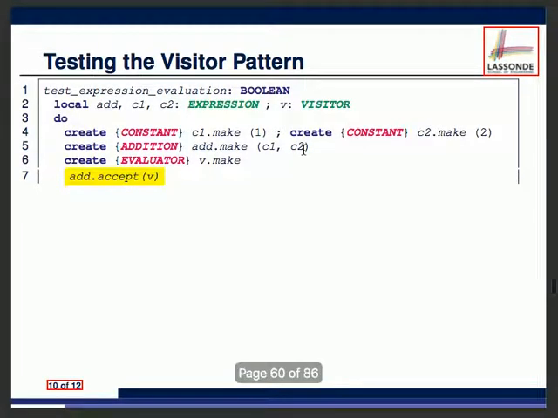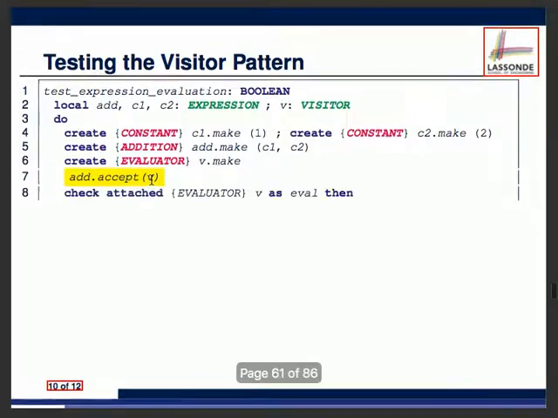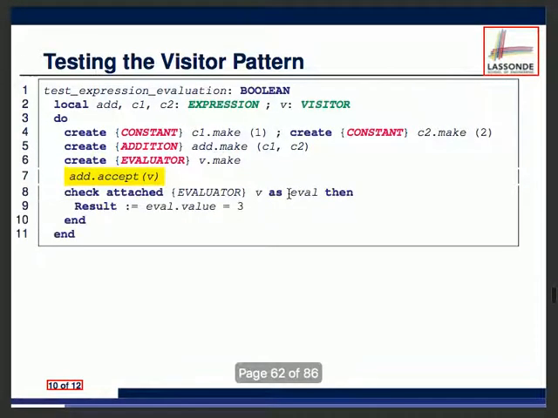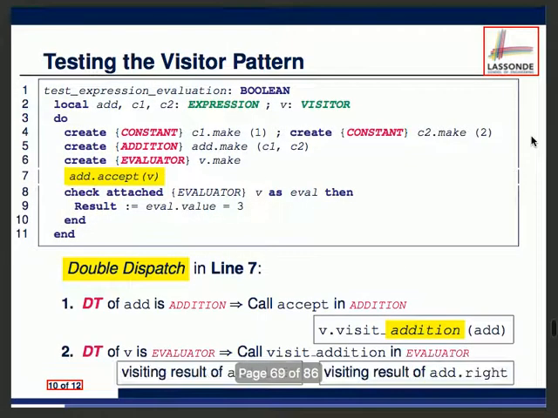Now, let's see how we can use it. After this, we can be confident that after visiting add recursively by using v, we can query the result. What's v? V is simply some evaluator, and then we can say eval.value, which is 3, which is 1 plus 2. If you go over the slides, they show double dispatch, and it's basically just what I said on the pad.